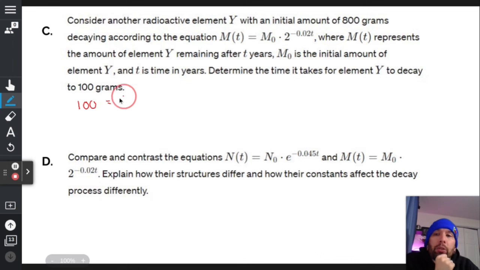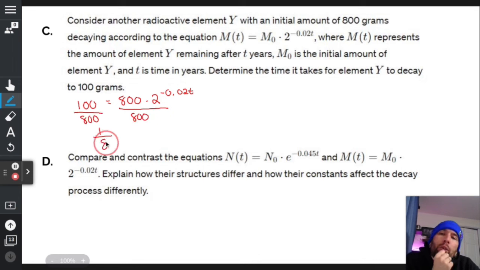My initial amount is 800 times 2 to the negative 0.02 t power. So why did I go like that? Well, divide both sides by 800, and you get 1/8 equals 2 to the gross stuff. Now you're like, that's still really gross. It sure is. But you know what? 1/8 is 1/2 to the third, isn't it? And 1/2 to the third is the same as 2 to the negative third. So now they have the same base.